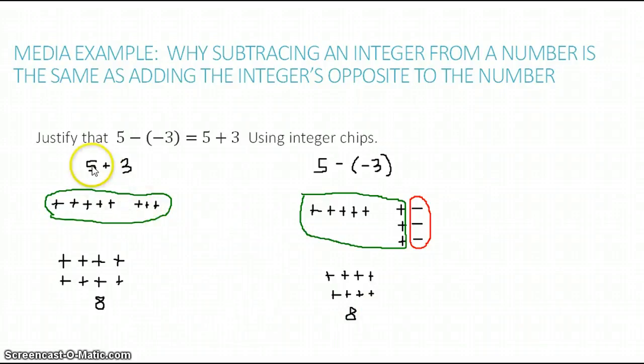So how this connects is we start with the same amount, in each case 5. Okay? We're trying to show that subtracting an opposite, so subtracting negative 3, is the same as adding positive 3. Well, when we added positive 3, that gave us 3 more positive chips. Subtracting negative 3, we were forced to add 3 pairs of positive and negative chips, and we took away the negatives, leaving 3 positive chips in our minuend.